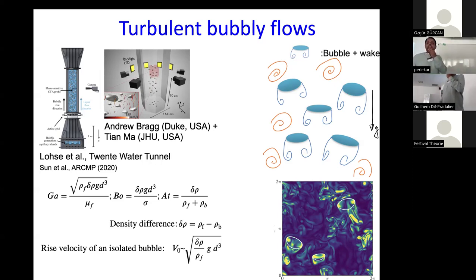But these three numbers are very, very crucial. And what one would like to understand is the energy transfer, or the flows that are generated in these systems. Are they independent of the Atwood number? Do they only depend on the Galilei number? Do they depend on the Bond number? And what is the mechanism of transfer?